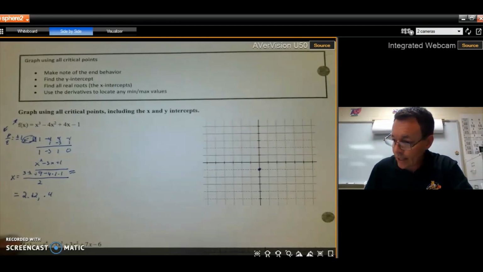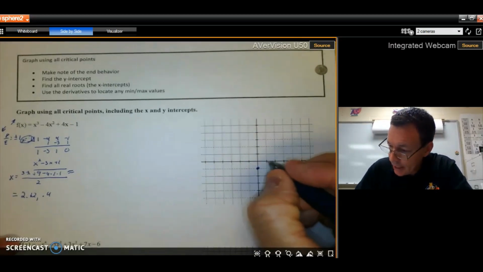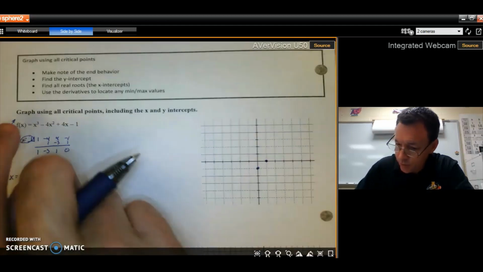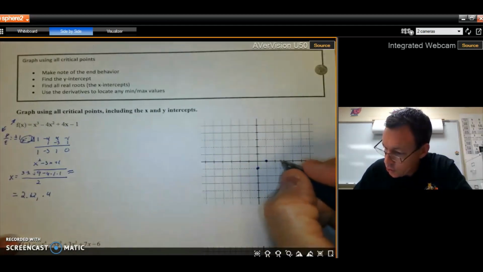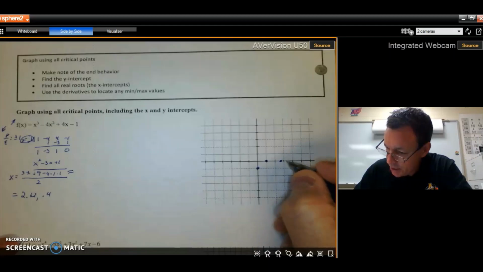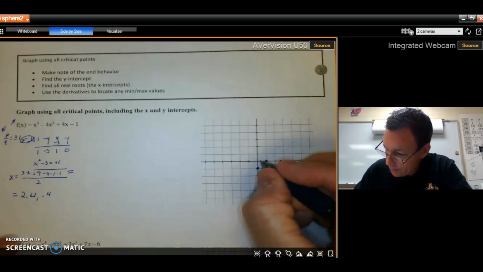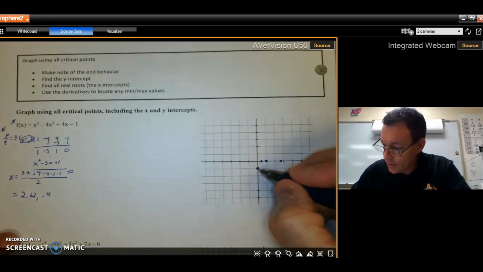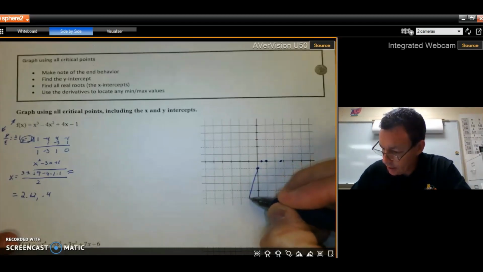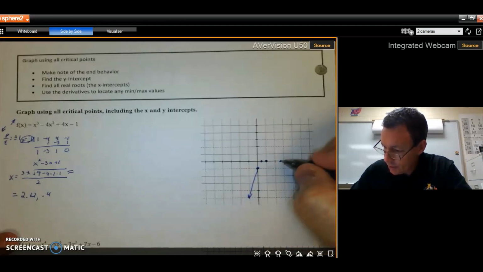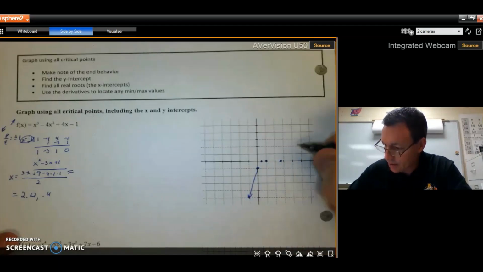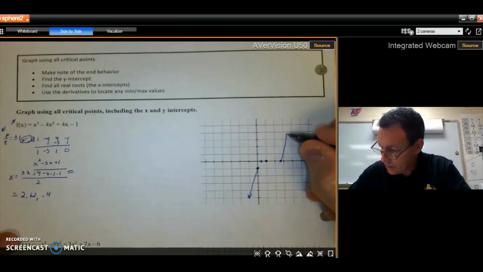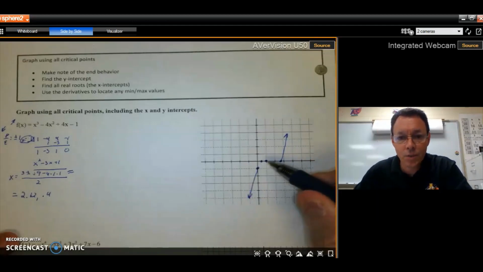So what do we have? We have x-intercepts at 1. That's the first one we found. At 2.6 approximately, and at 0.4. A little bit less than half. All right, so that's what we know. We also know that the ends of this graph are going to go down, and right here it's going to go up. I don't know exactly what that's going to look like, but something like that. Now we got to figure out what's going on in the middle.